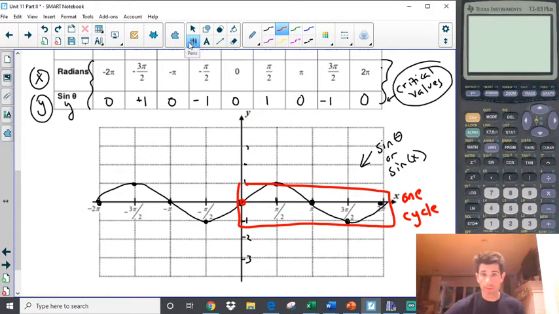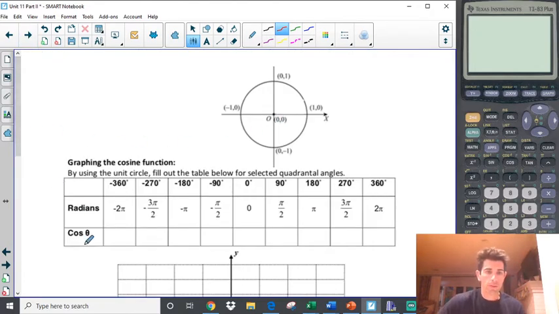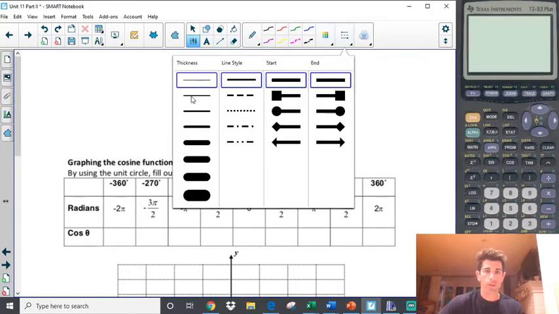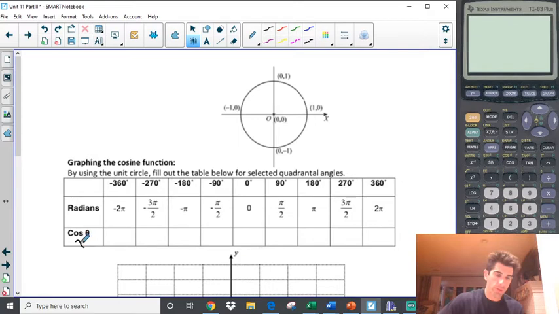Again, stick with me because I'm going to make it a little bit more understandable soon. So now let's do the same thing. Let's graph the cosine function. For us, we're going to say the cosine function is x. Here's our unit circle. So let's start at 0. It's a little bit easier.